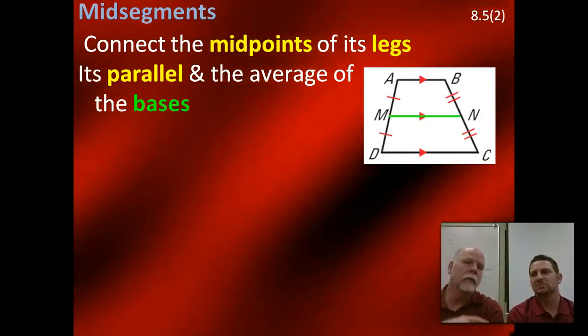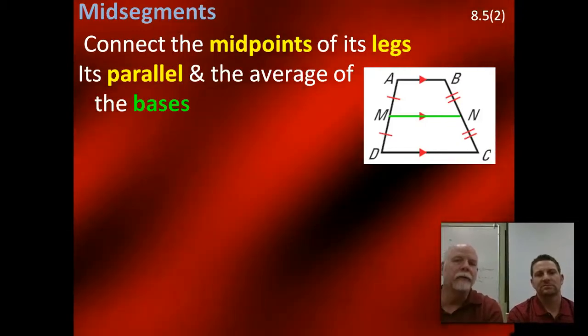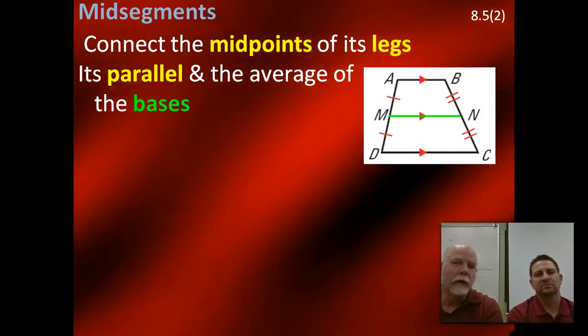I don't know if you remember from before with triangles, but it was always half of the 3rd side. Well, now it's half of the 2 sides added up. And so it's the average of the bases. Remember how to find the average of 2 numbers: add the 2 together, divide by 2, because there are 2 of them.